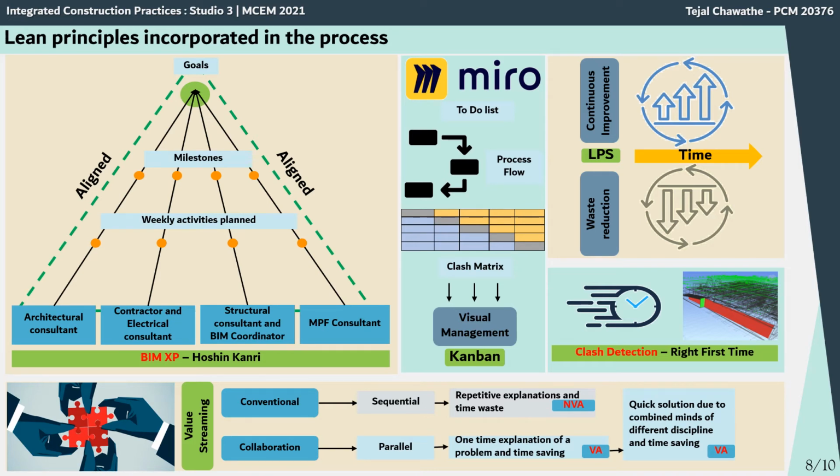The clash detection helped to get the modeling right the first time, and also the collaboration among the stakeholders helped to achieve value streaming so that repetitive explanations were avoided and time was saved.